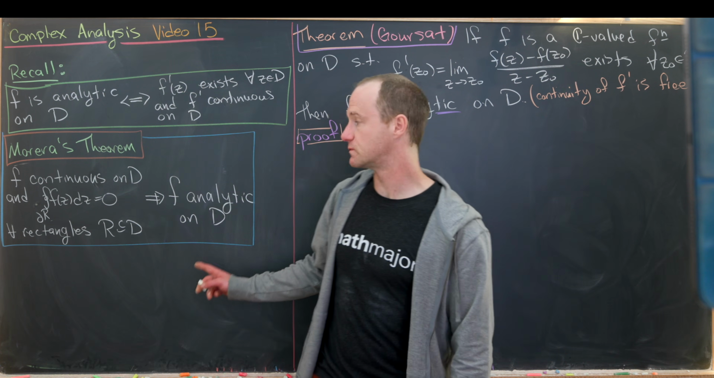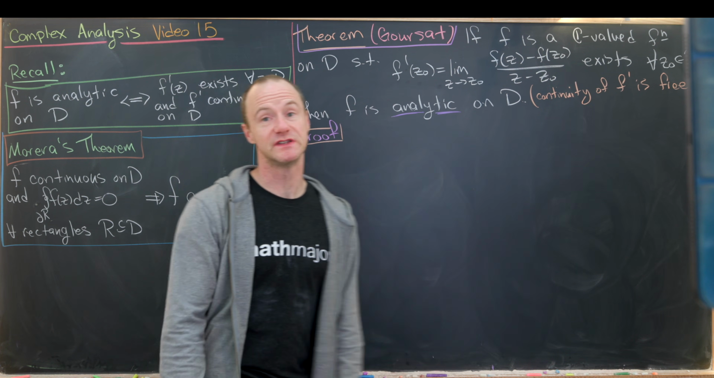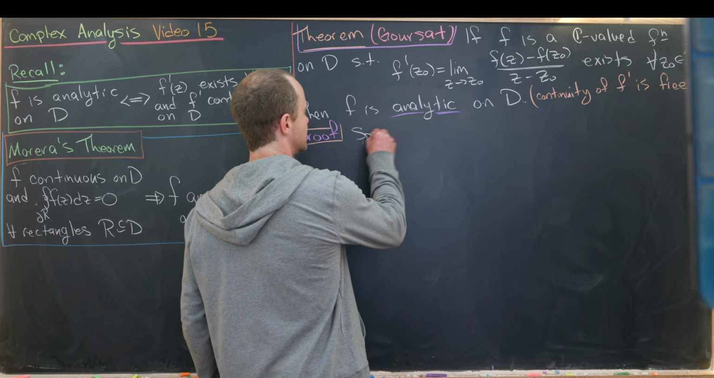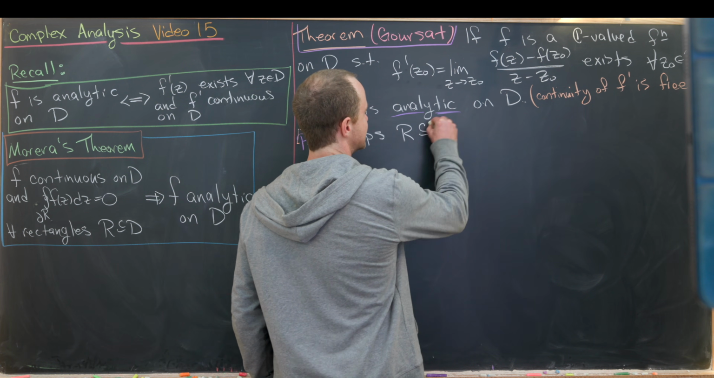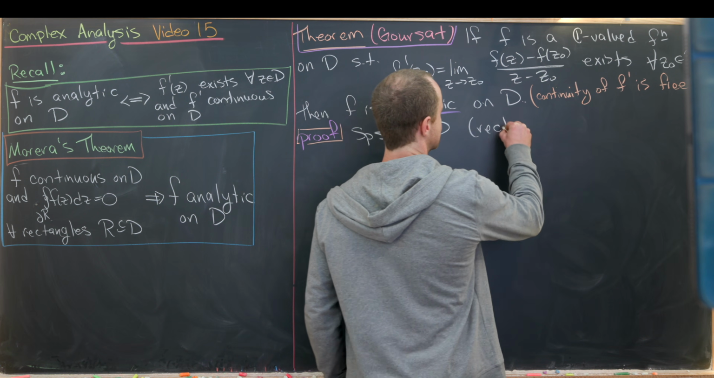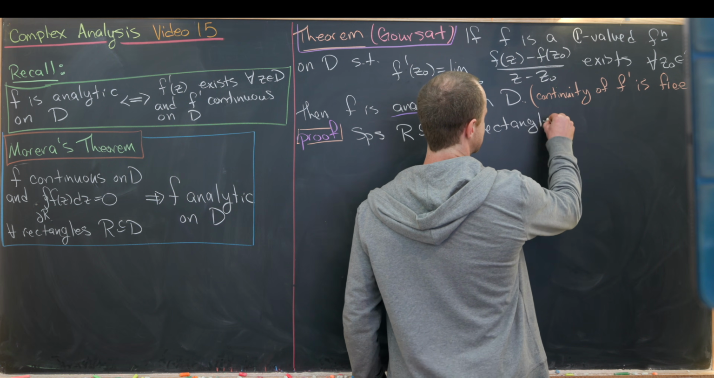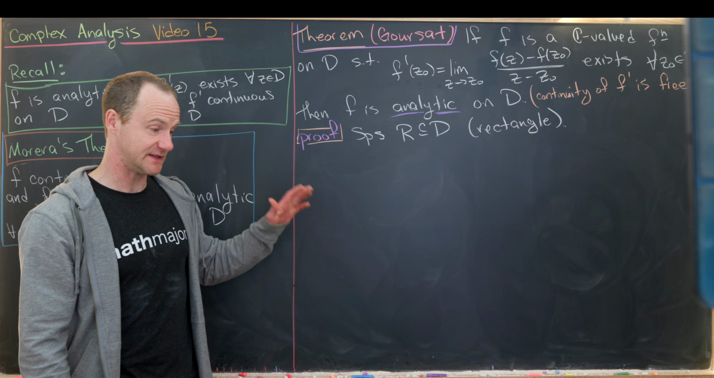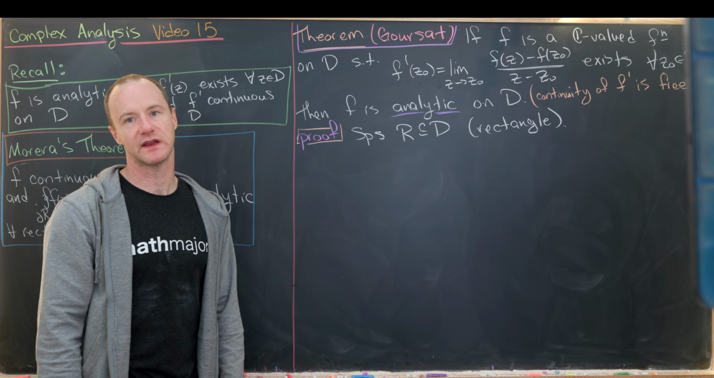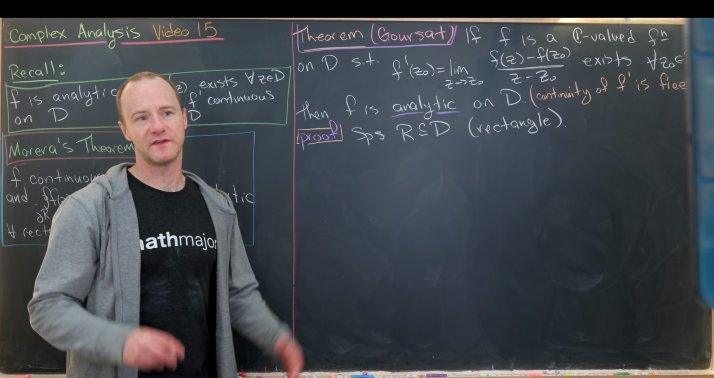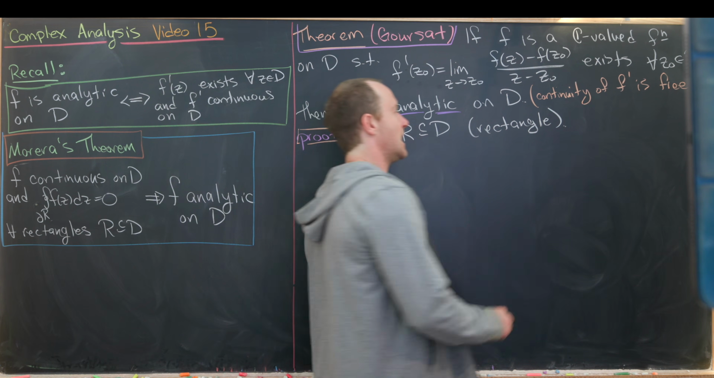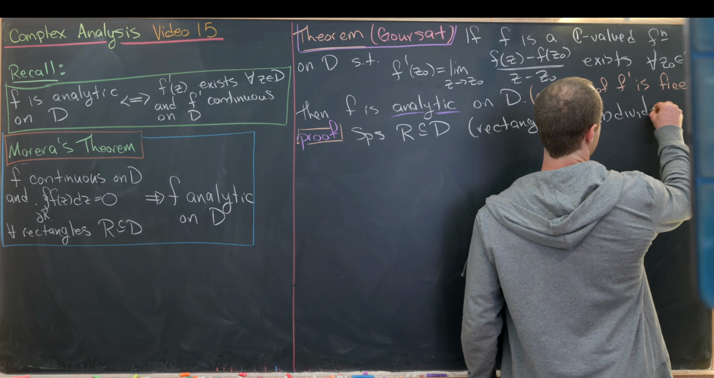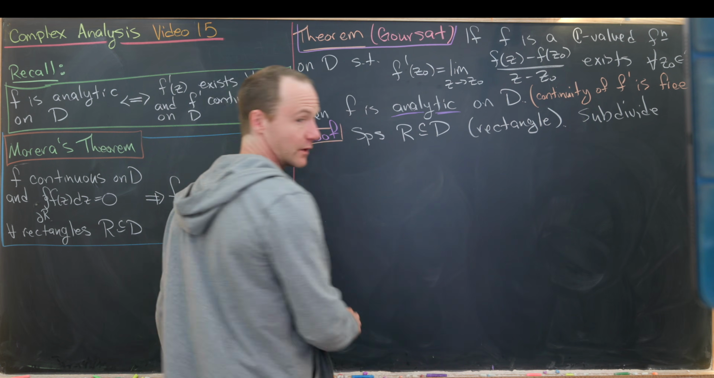I recalled Morera's theorem because we will use this to prove this result. So let's suppose that we have R, which is a rectangle in D. The actual statement of Morera's theorem says that the rectangle can have sides which are parallel to the coordinate axes, but I won't write that down because it's a bit wordy. And then now we're going to subdivide this rectangle in the following way.